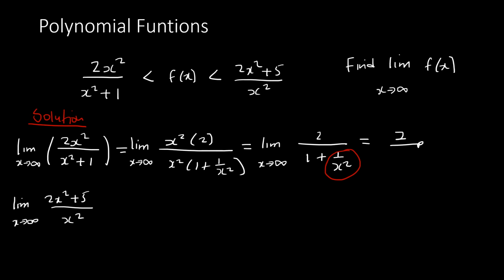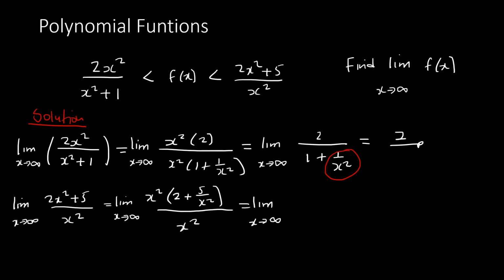I must take out my highest power at the top and bottom. So I have x squared. Here I'm left with 2 plus 5 over x squared. At the bottom, I just have x squared. So we can see x squared and x squared cancel. Now I'm left with 2 plus 5 over x squared. So what's the answer? It's 2, because 5 over x squared will be 0.